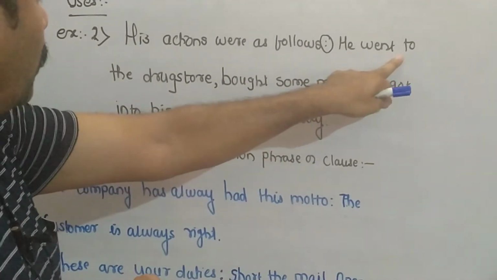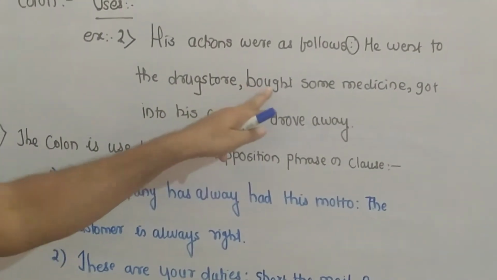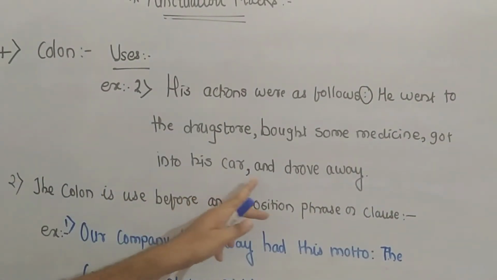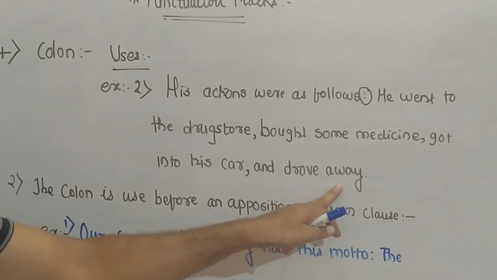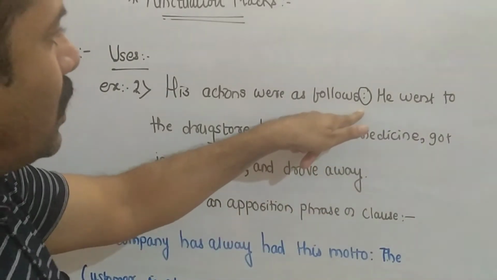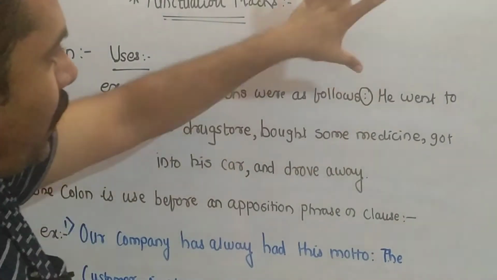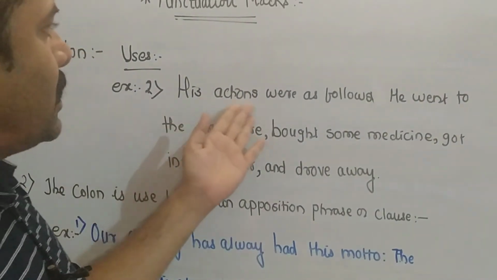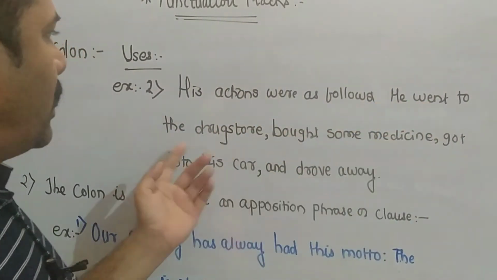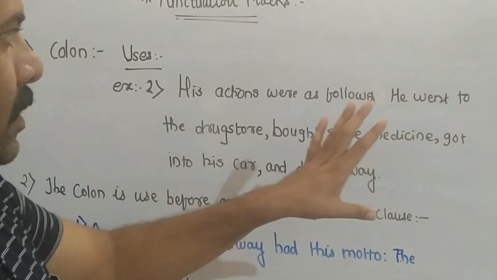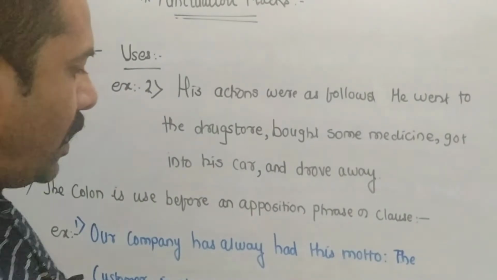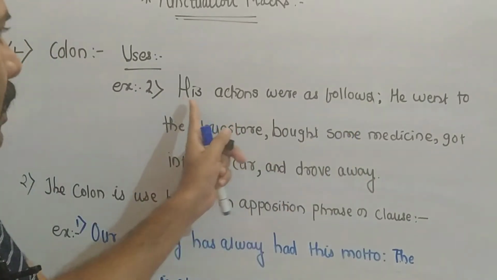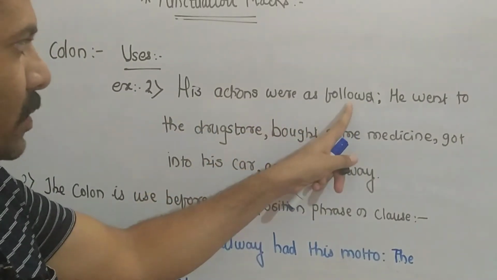He went to the drugstore, bought some medicine, then got into his car and drove away. So friends, here we use the colon. If you do not use the colon, then it is not a proper sentence. Now see, his actions were as follows. He went to the drugstore. So we read directly, plainly. But when we use the colon here, we take a strong pause. His actions were as follows.